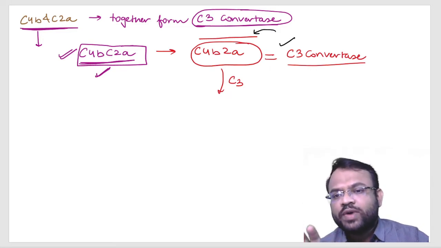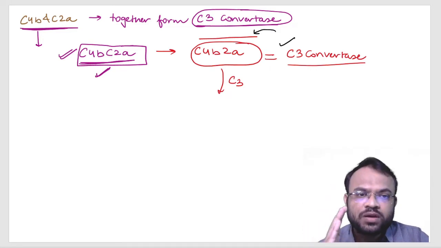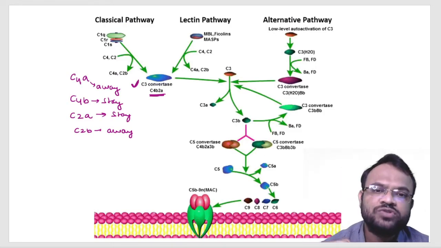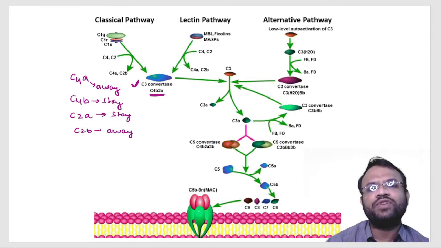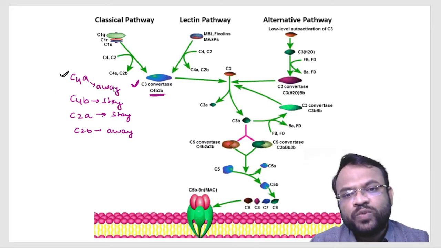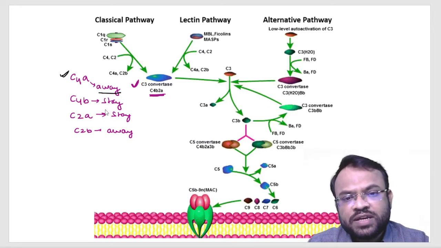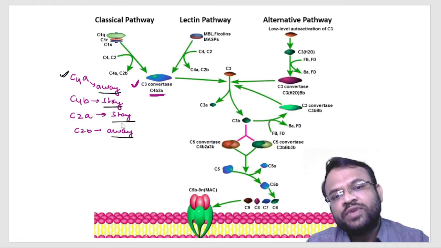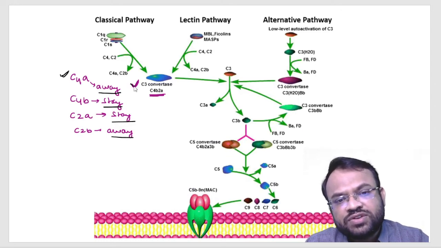Now, over here we end up the classical pathway. I have a particular diagram over here which says the same thing which we have already discussed. So I'll just be showing this to you. Over here you can see that C4A went away, C4B stood, and C2A also stood there, and C2B went away. So you can see that C3 convertase comprises C4B, 2A. This is all about the classical pathway.